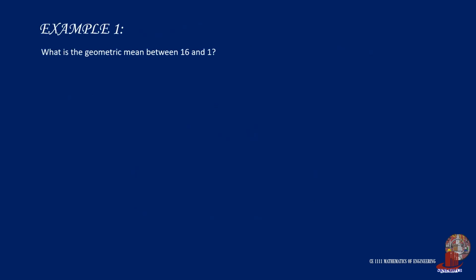The first example showcases the solution on looking for the geometric mean between 16 and 1. If we notate 16 as the first term, a sub 1, and 1 as the final term, a sub 3, we are tasked to determine a sub 2. Knowing two terms in the sequence and with the formula for the nth term, we can equate a sub 3 as a sub 1 times the common ratio raised to 3 minus 1.